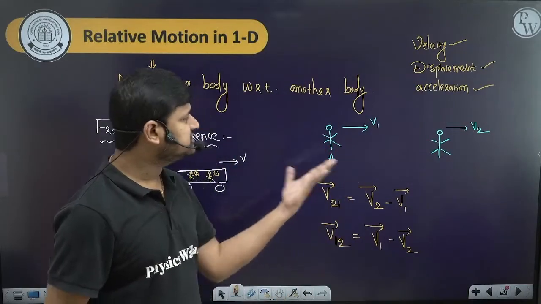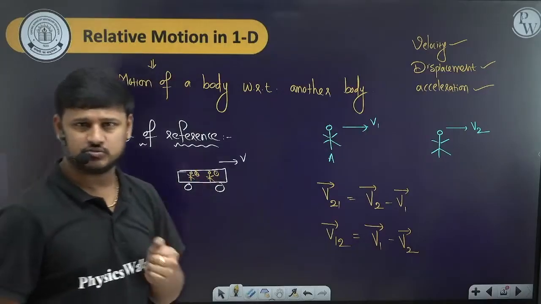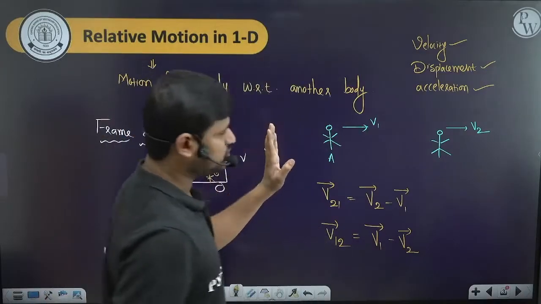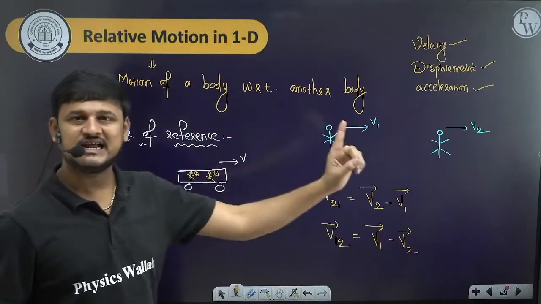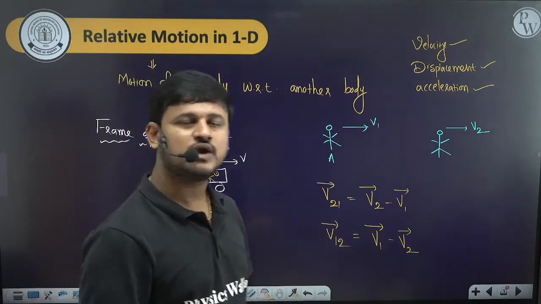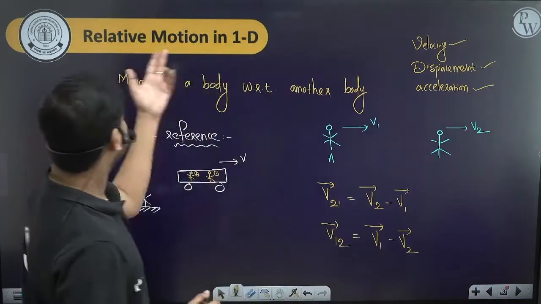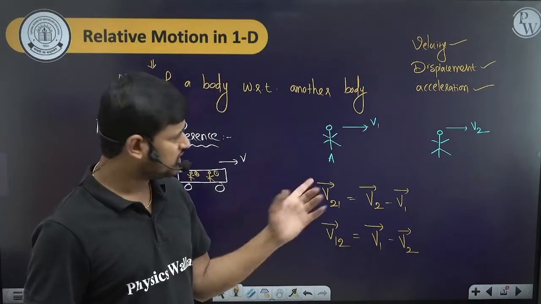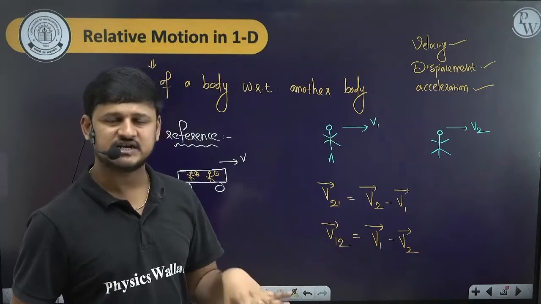Clear? This is just the basic thing about relative motion in one dimensional motion. If they are moving in only a straight line path, that's called one dimensional motion. If the body is moving in two dimensional motion, then we study the relative motion in 2D. That we will study in today's session, I'll give the introduction in today's session.